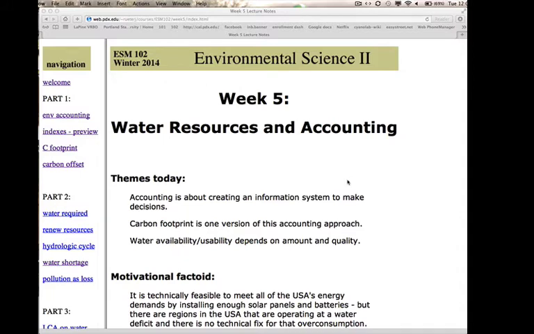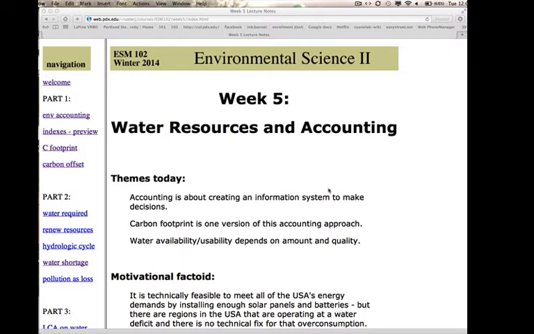And in week 5 and week 6, we're going to be talking about accounting. And today we're going to focus our use of the accounting tool on water resources and carbon. So the theme for today is that this approach of using accounting is more about creating an information system to help us make good environmental decisions. So it's not just about counting stuff, it's about setting it up so the information we gather is useful for making these decisions. And we're going to see two examples of that.